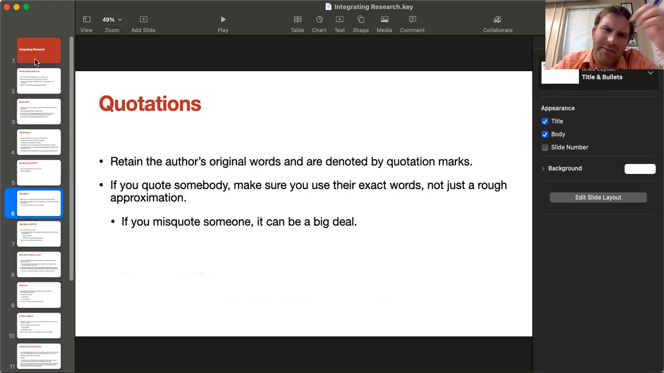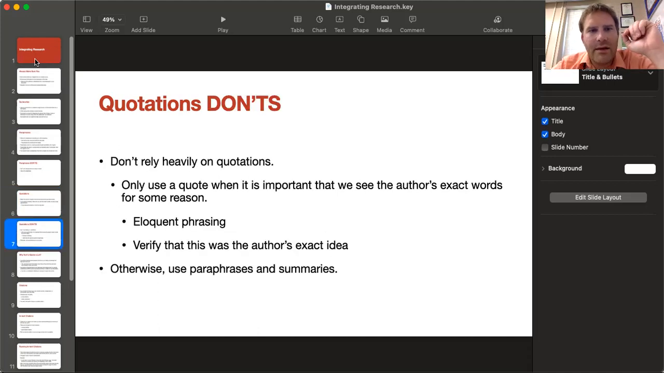If you quote somebody, make sure that you use their exact words and not just a rough approximation. If you misquote someone, it could be a very big deal. Also, don't heavily rely on quotes. Often use a quote when it's important to see the author's exact words for some reason. And these are the two reasons: eloquent phrasing, so they phrase it in a very specific way, or to verify this is exactly the author's idea. This is what they said. Those are the only two.